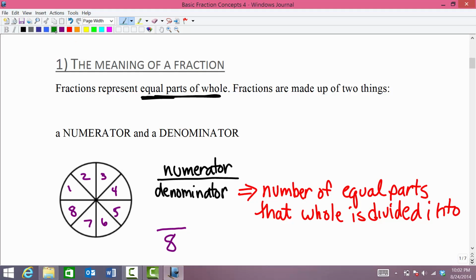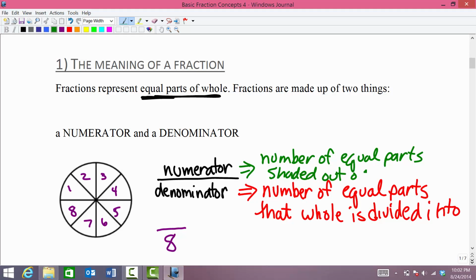The numerator represents the number of equal parts shaded out of the whole. So let's say, for example, that I would like to shade 3 of these parts. This would be like if you had a pizza cut into 8 equal parts and you wanted to eat 3 of them. So let's say that I ate these 3 pieces. That would represent the fraction 3/8.